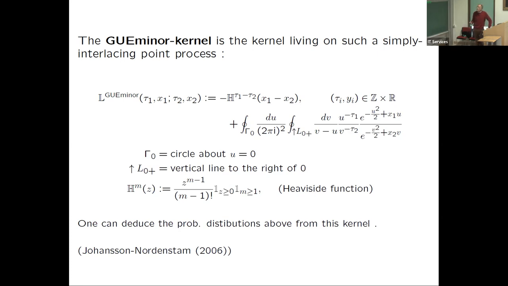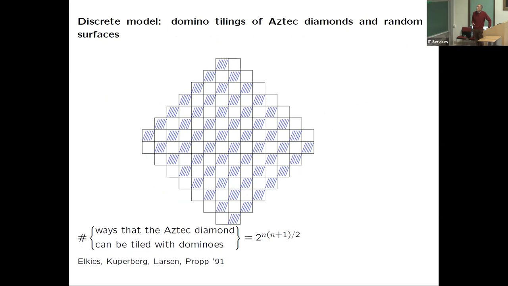Now, let me look at a discrete model. I would like to construct a discrete model which, in the limit, leads to this GUE minor kernel. The discrete model is the Aztec diamond, which is such a structure here. You will tile this Aztec diamond with dominoes.